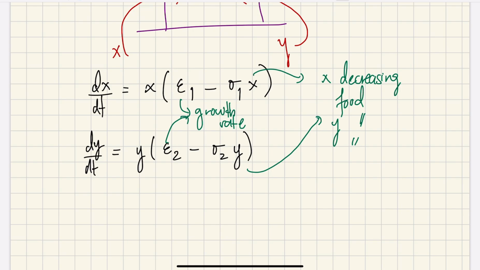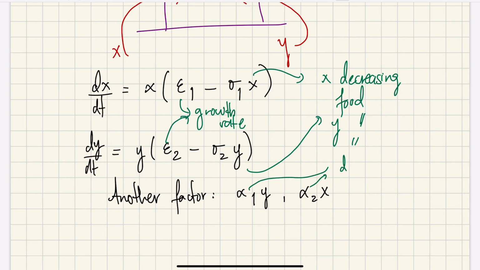Now this is if x and y were in separate arenas. Basically, they had separate resources or separate food. But if they are together in the same place, they will eat each other's food too. So we have to add another factor, which we say alpha 1 times y and alpha 2 times x. These alphas are what we call degree of influence.